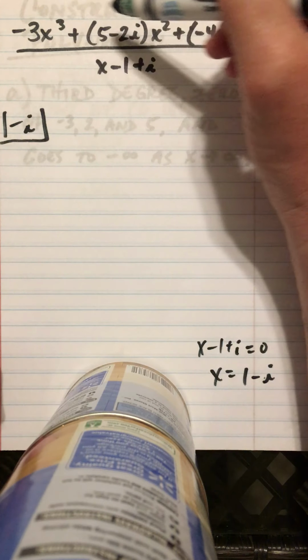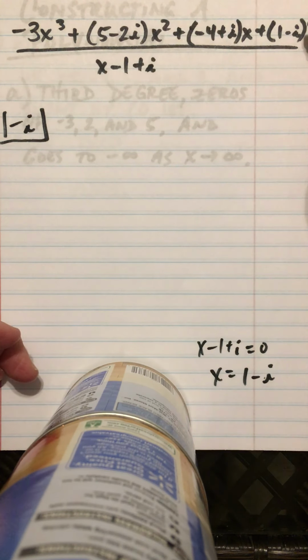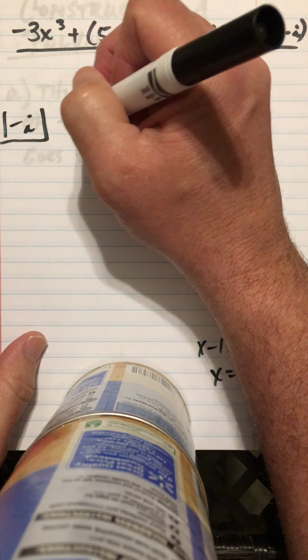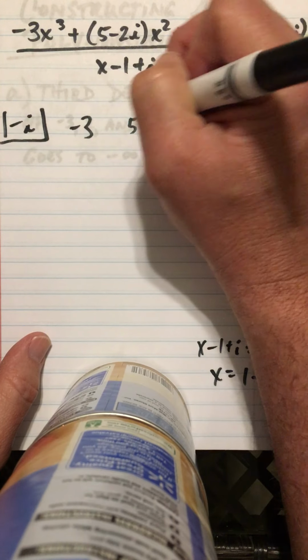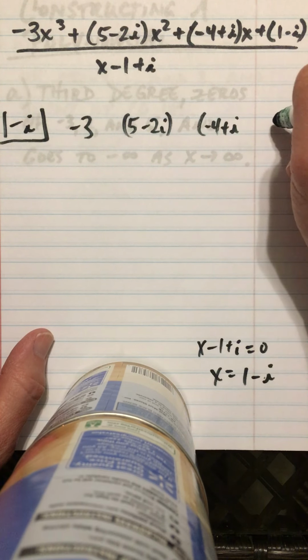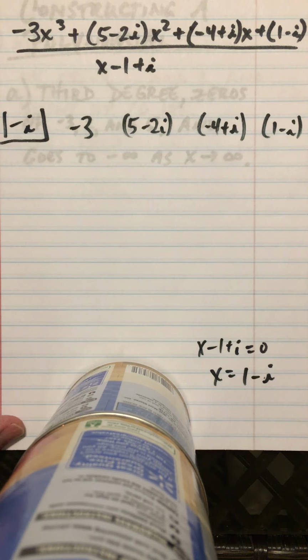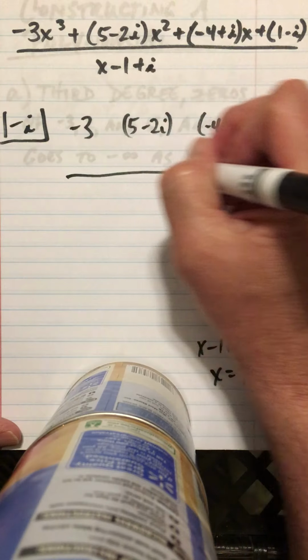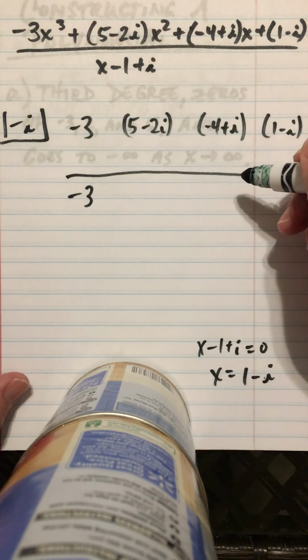Then write down the numbers in front of each of the x's in order. There's x to the 3rd, x squared, x, and nothing. So nothing's got skipped. So it's going to be -3, 5 minus 2i, -4 plus i, and then 1 minus i. Those are my 4 terms. Skip a line, draw a line. Drop the first number and start there.